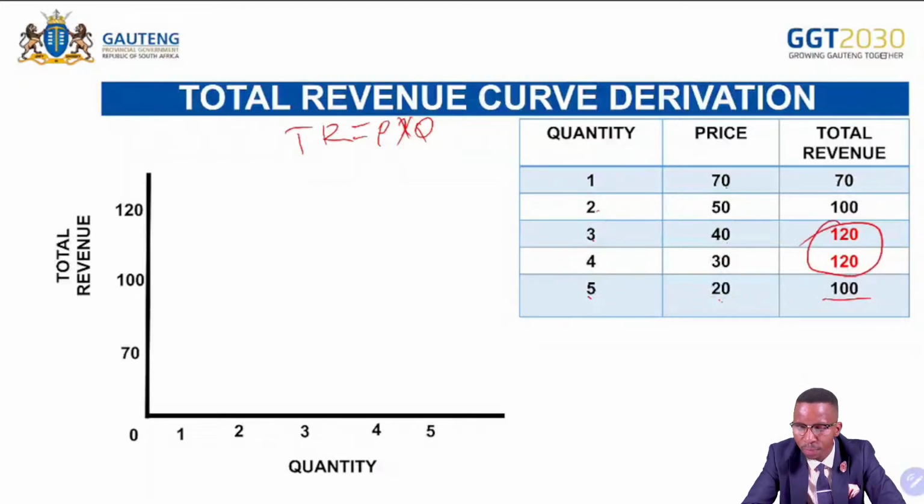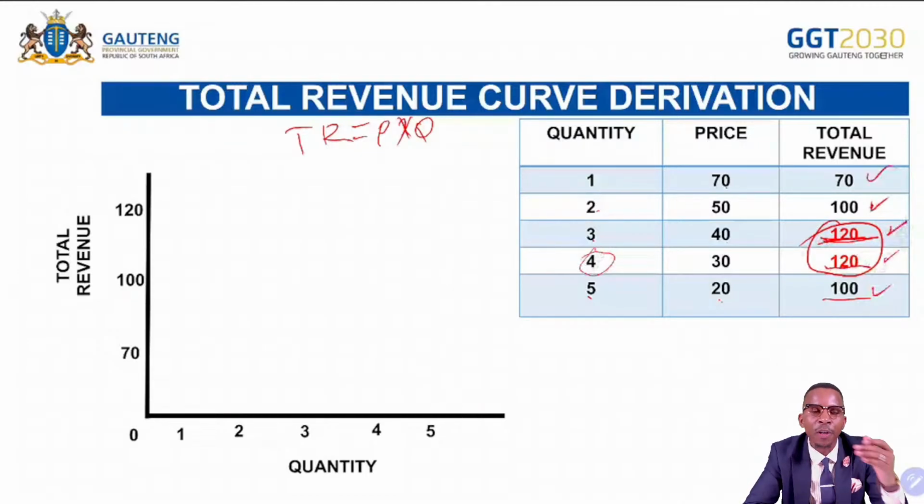But look at this. At quantity 3, where the price is 40, we have maximized our total revenue, meaning our total revenue cannot increase even further. At quantity 4, the total revenue remains 120. That simply means it cannot go up even further. Instead, it will be going down. Check, we're ascending here from 70, 100, 120. Then we stood at 120. There was no increase because we had already maximized total revenue, and then it went down to 100.